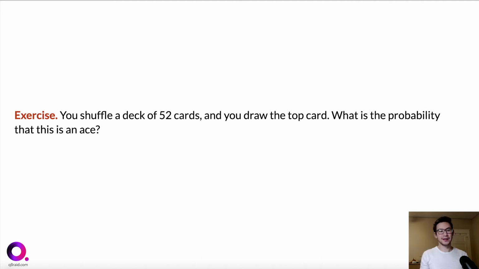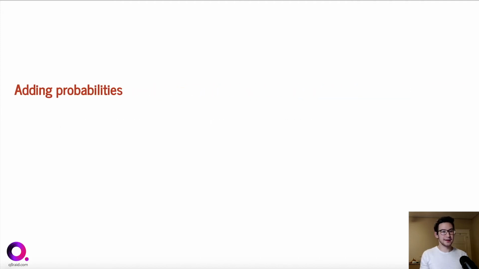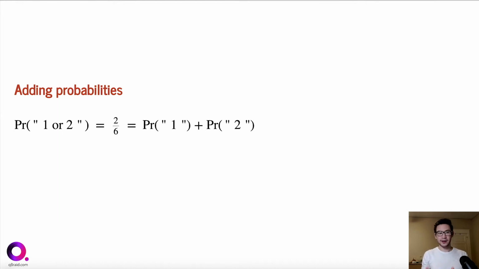Good. So now let's talk about adding probabilities. So just now we calculated the probability of the die landing on 1 or 2, and this was equal to 2/6 because there are two possible outcomes corresponding to 1 or 2, namely 1 and 2, and there are 6 total possible outcomes. Now, notice that this expression is the same as the probability of the die landing on 1, which is 1/6, plus the probability of the die landing on 2, which is also 1/6.